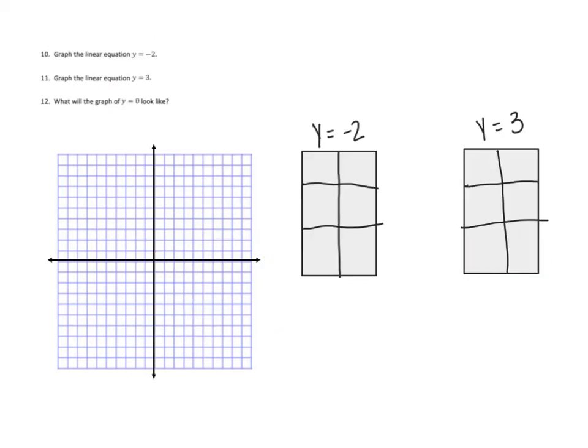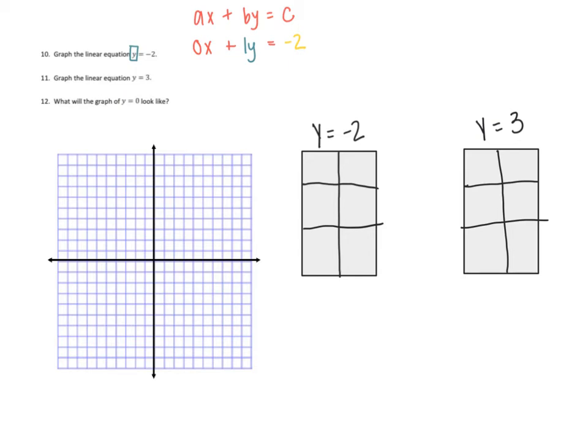All right, so we have questions 10, 11, and 12, and these are all about when our equation just says y equals something. Now I want you to know that this is still written in standard form. We're just missing some pieces. So remember, standard form is ax plus by equals c. In this case, our ax is just a 0x plus 1y equals -2. So this is our actual equation for number 10. And we're going to graph this equation.